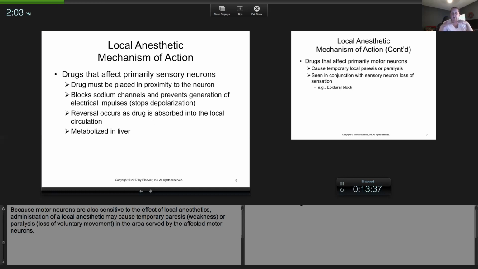Well, if you block those channels from opening, then the nerve impulse cannot send. So therefore, the brain does not detect that a painful event has occurred. So you're technically blocking the generation of that electrical impulse, which is depolarization. It stops it.